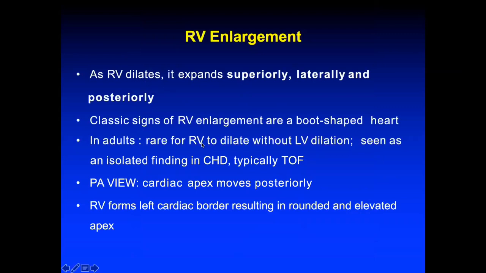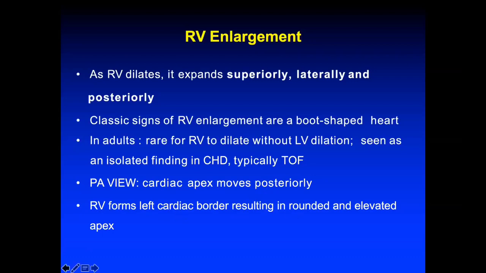In RV enlargement, in the PA view, the apex moves posteriorly. So that is there. So in RV enlargement, the cardiac apex moves posteriorly, and the right ventricle forms the left cardiac border, resulting in a rounded, elevated apex.